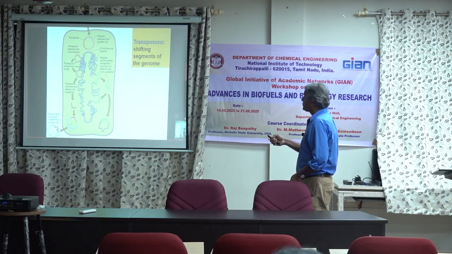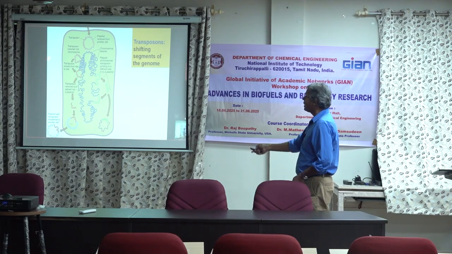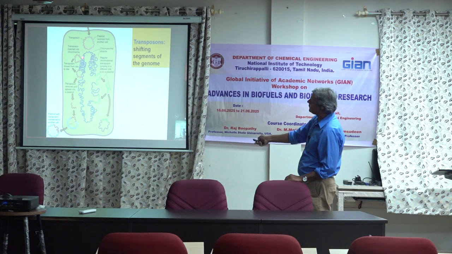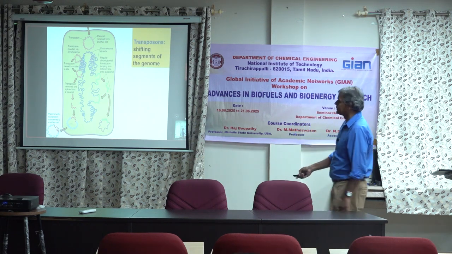So that's how a transposon looks. These are the pieces that don't have a permanent place. They move all over the place. Whenever they move and sit there, they change the code and then cause mutation.